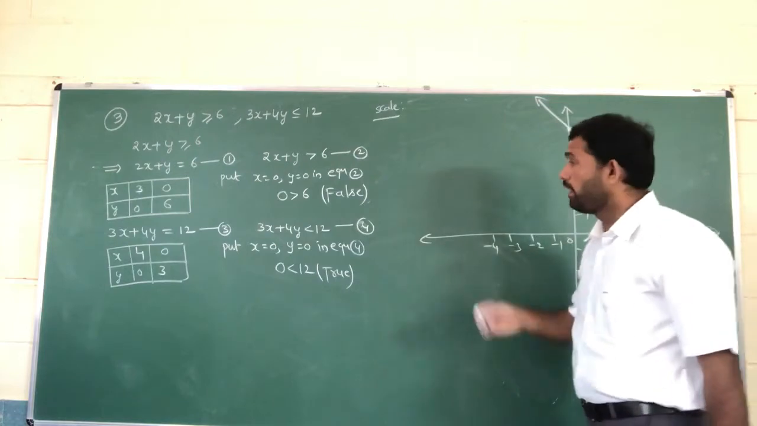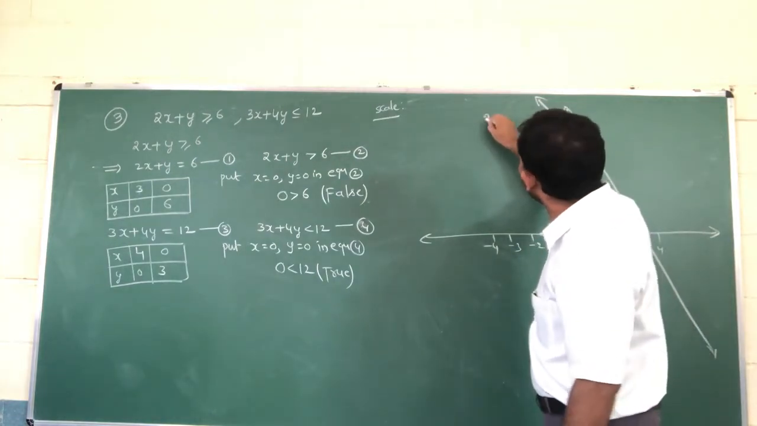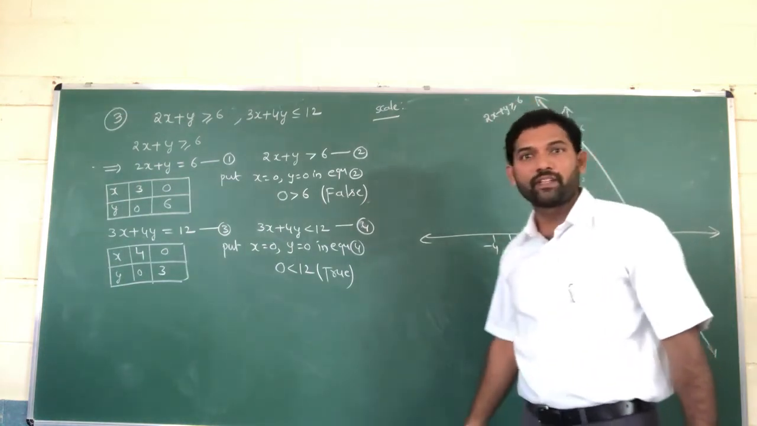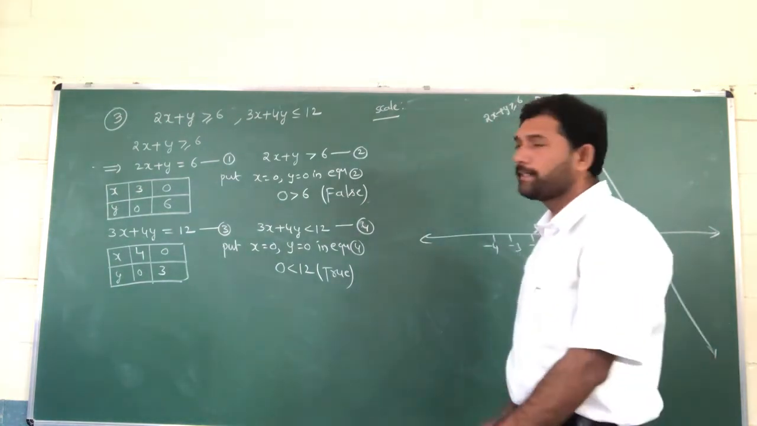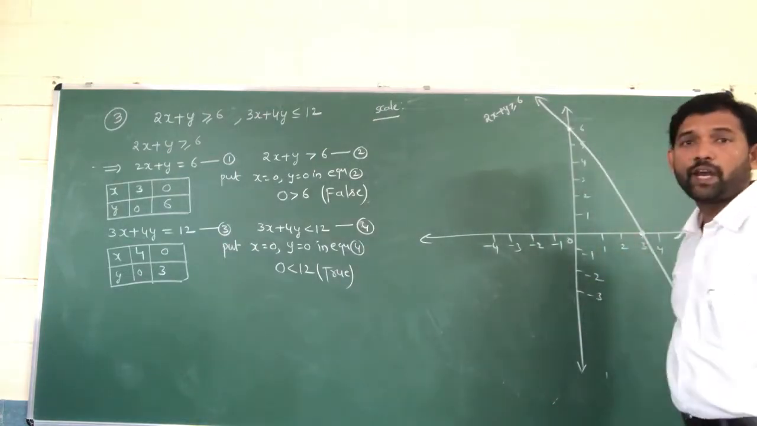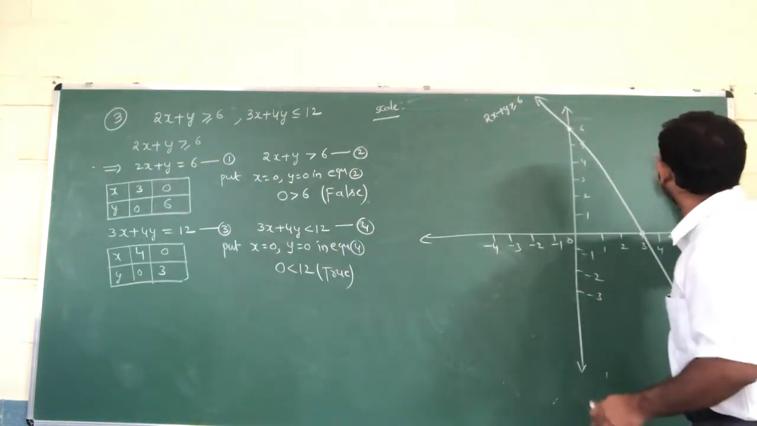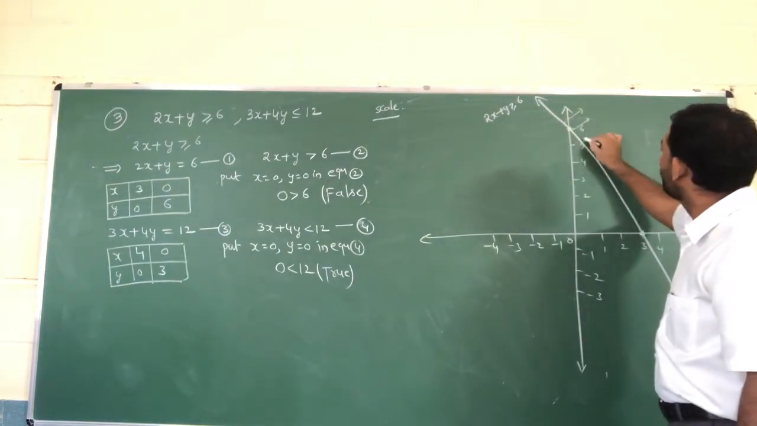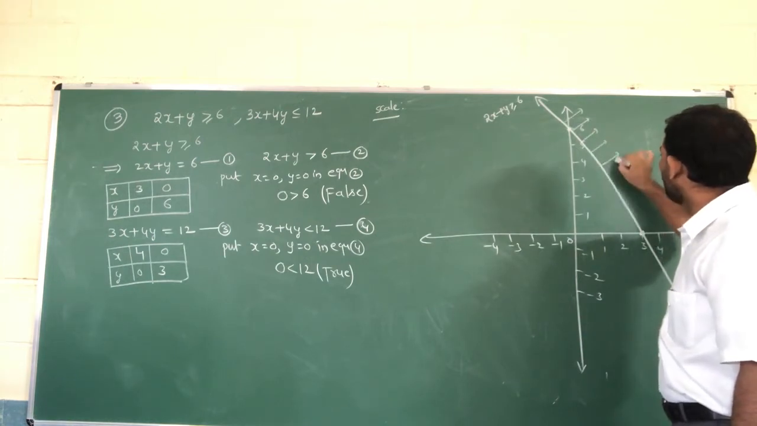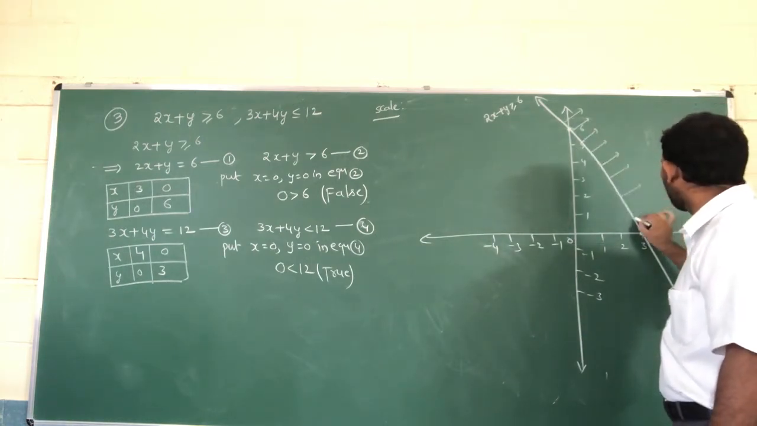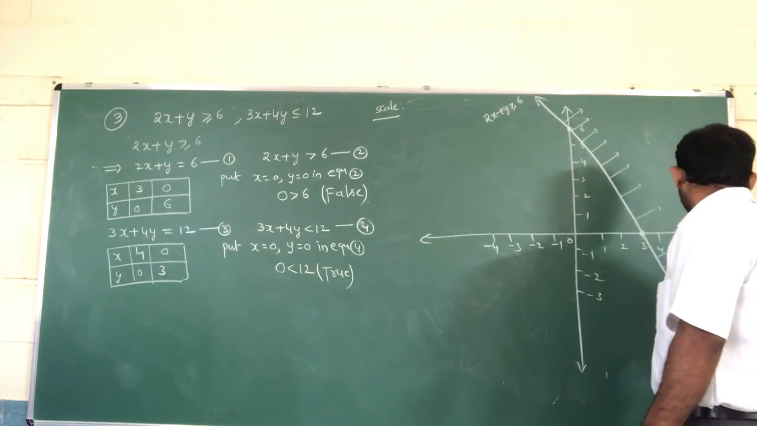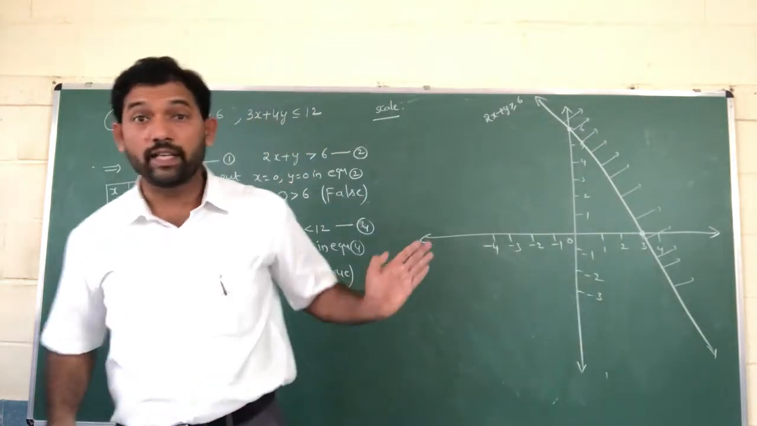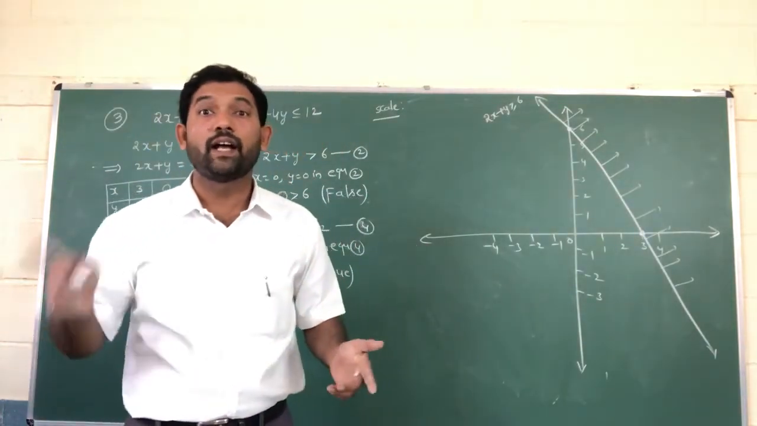Then write that inequality name: 2x plus y greater than or equal to 6. Then after that, is it true or false? It is false. False means you have to shade above the line. So the solution is here. Just keep one arrow mark like this. The arrow mark showing means the solution is present here. So one solution came, but that is not our final solution. I require the common solution.